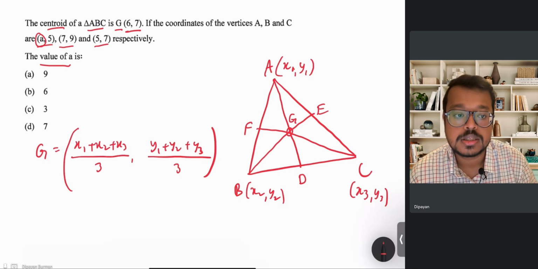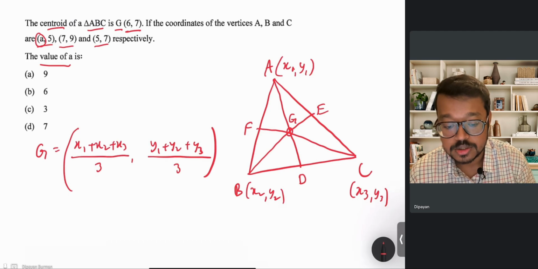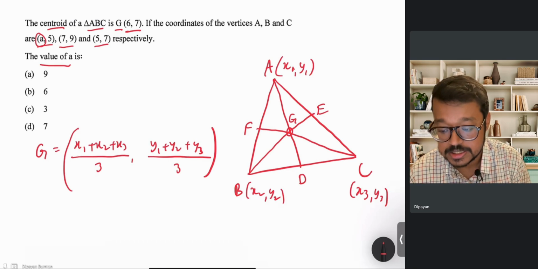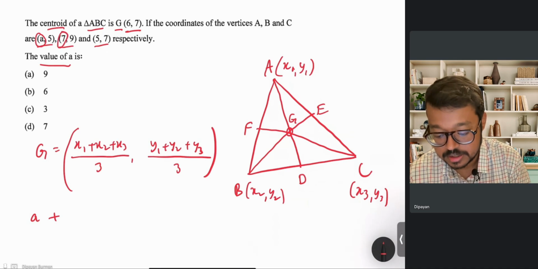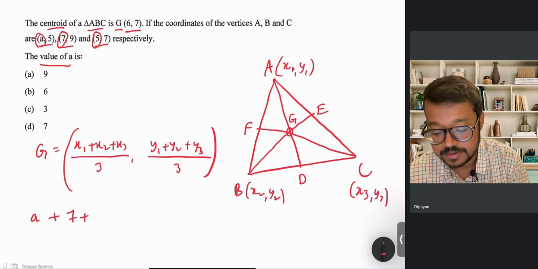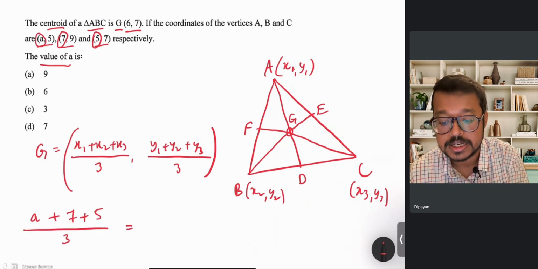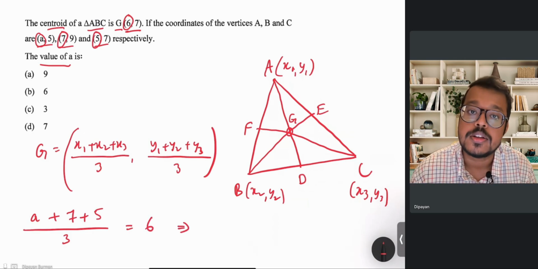Now in this question, the centroid coordinates are already given. So the x coordinate of the centroid is 6. If I just focus on the x coordinates, and anyway the missing value is the x coordinate of vertex A, I will say that the x coordinate of A is this unknown A, plus the x coordinate of B is 7, plus the x coordinate of C is 5, whole divided by 3. This must be equal to the x coordinate of the centroid, which is 6. So if I just solve this as an equation, I will be able to get the value of A.